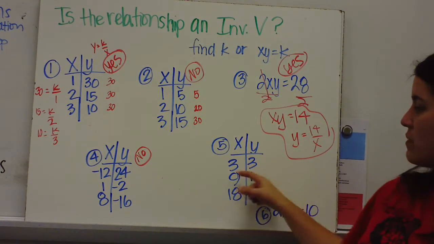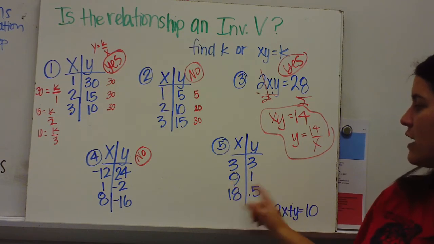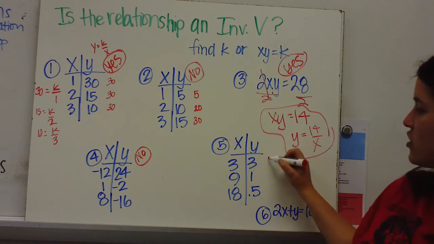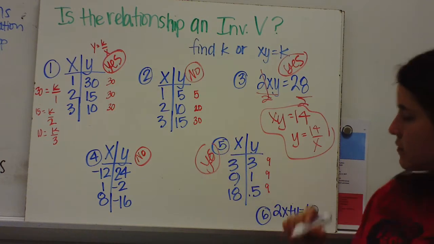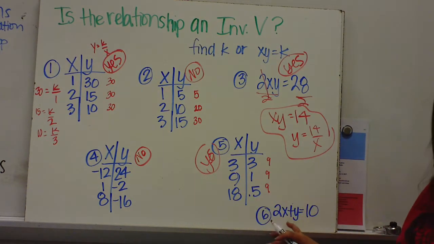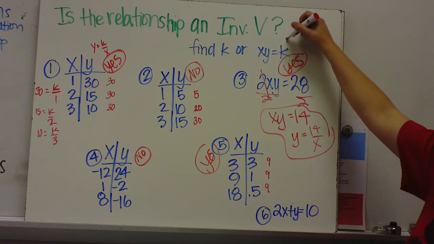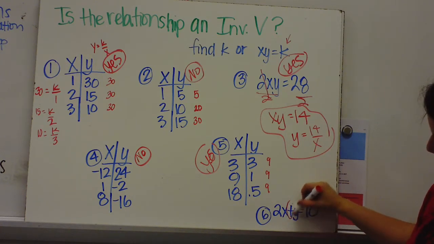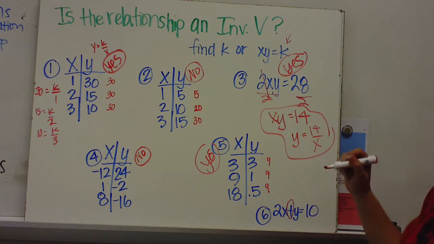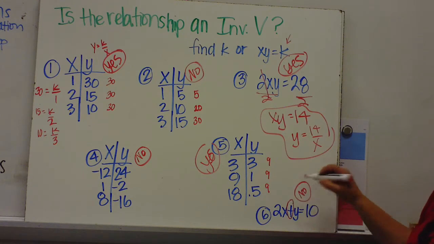Number 5, if you multiply across, 3 times 3, 9 times 1, 18 times 0.5. You would see that each time you would get 9, so the answer is yes. And then down here, number 6, we want to rewrite the equation to look like this. And because I have this plus sign right here, we cannot, so the answer would be no.